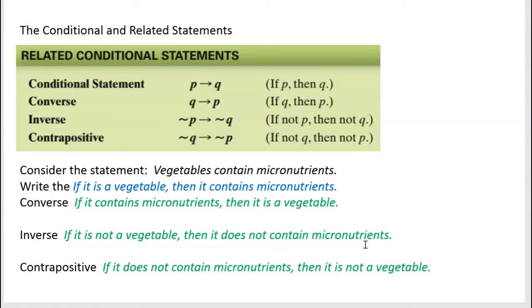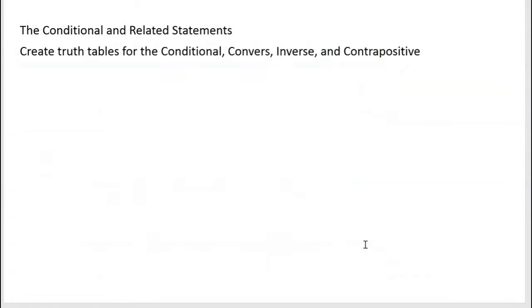Now, what do you think about the truth value of that? If it does not contain micronutrients, then it is not a vegetable. You know what? That sounds kind of like the original, right? Because we said that vegetables contain micronutrients. So if you have this thing that does not contain micronutrients, you know right off the bat it's not a vegetable, because we know that vegetables contain micronutrients. Is this sort of making a little bit of sense? I hope. Let's keep going.